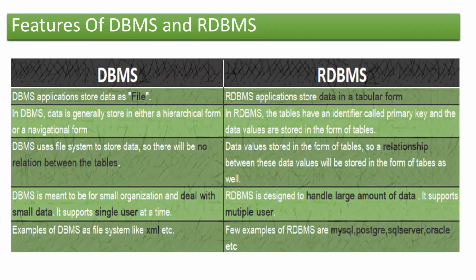Examples of DBMS as file systems are like XML, etc. Whereas in RDBMS, applications store data in tabular form. That is an example like your Excel. In RDBMS, the tables have an identifier called primary key, and the data values are stored in the form of tables, so the relationship between these data values will be stored in the form of tables as well.